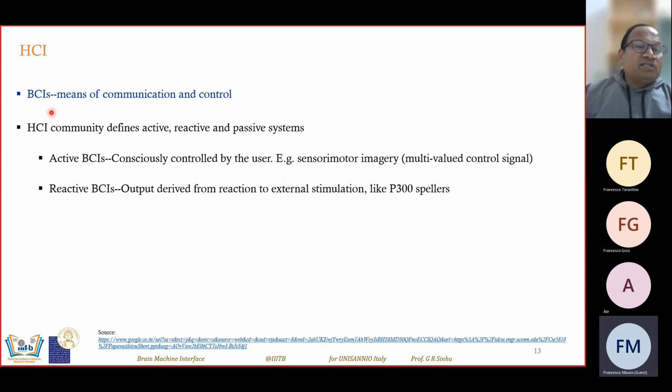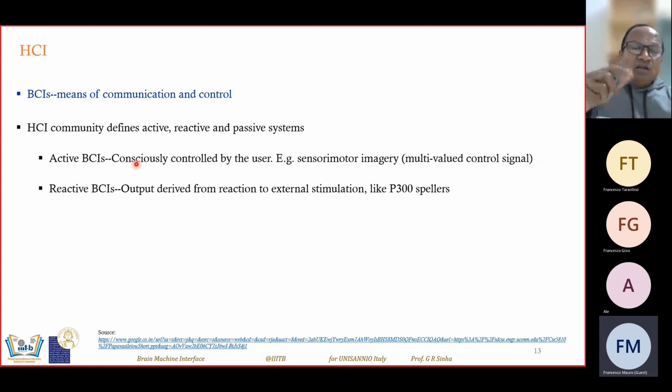So HCI, BCI is used for means of communication and control. And what is SCI? It defines active, reactive, and passive systems. So what is active BCI? In HCI, human computer interface, where you are involving the human also, it is consciously controlled by the user. Sensory motor imagery, like a multi-valued control signal, is active BCI.